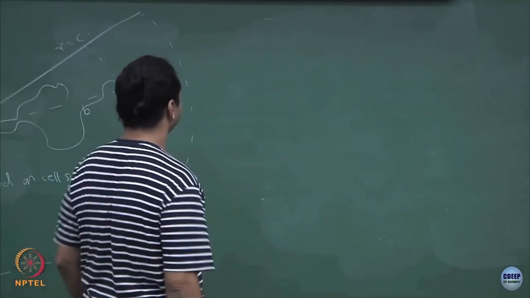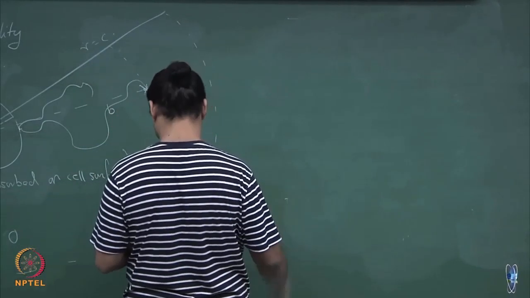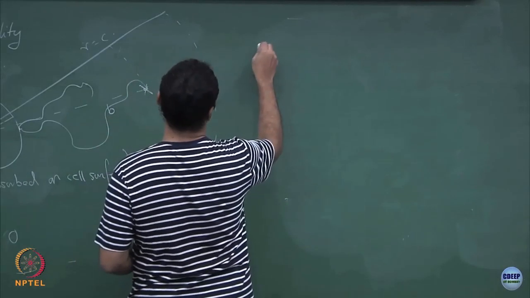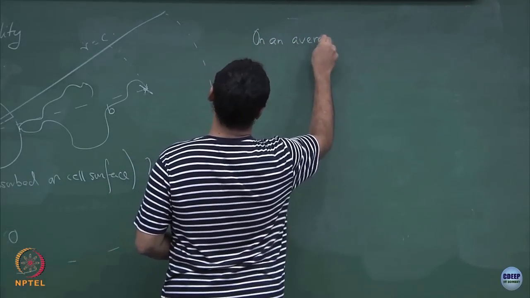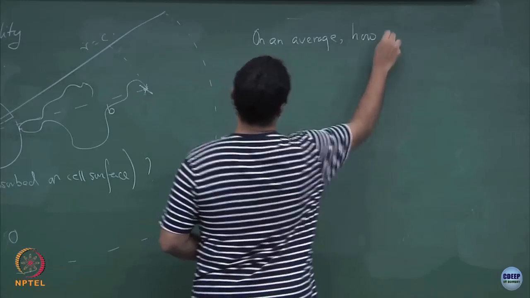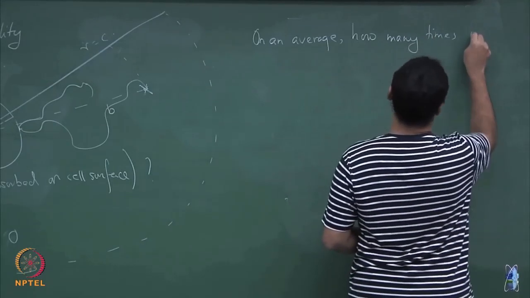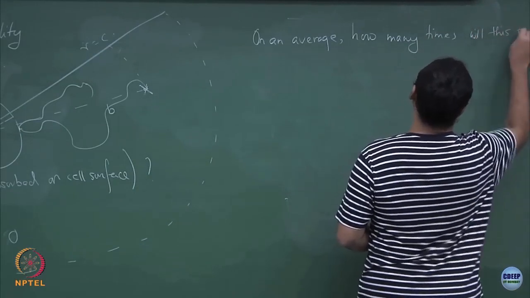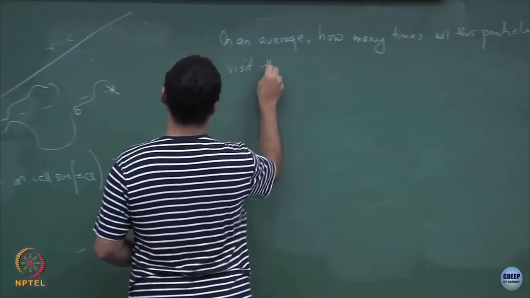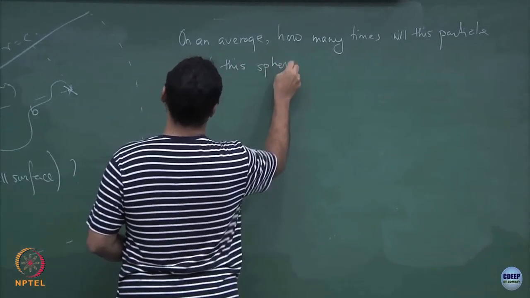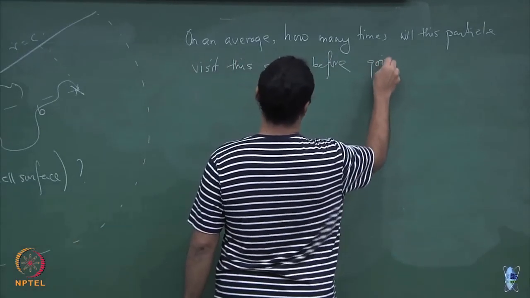Okay, so what is the question? Let's say that I release this at B, and my reflecting sphere is of radius A. I want to ask, on average, how many times will this particle visit this sphere before going off to infinity?